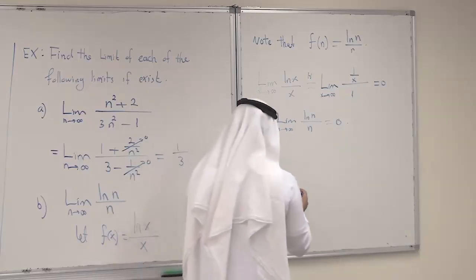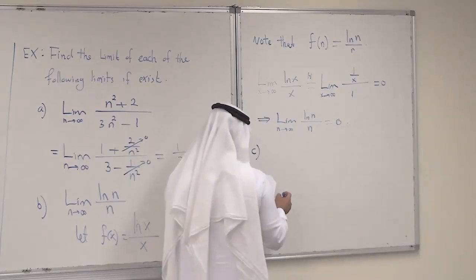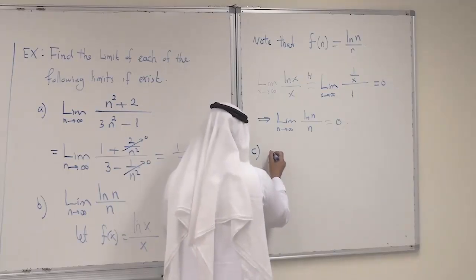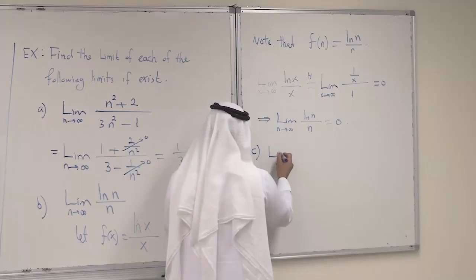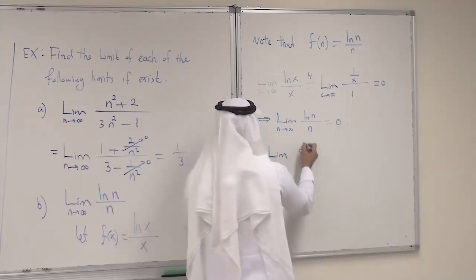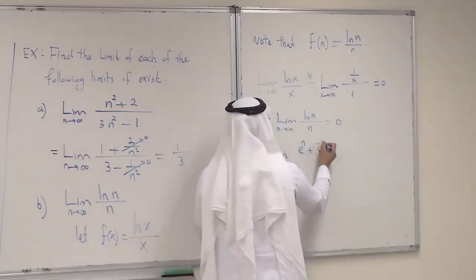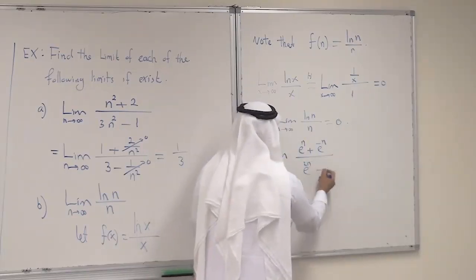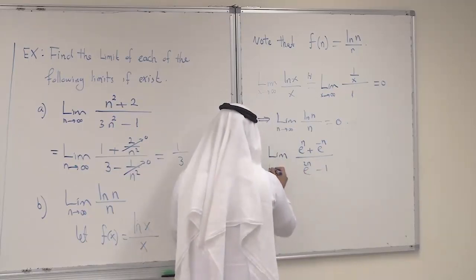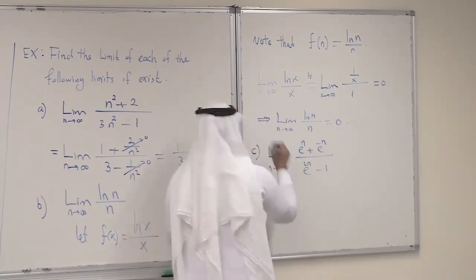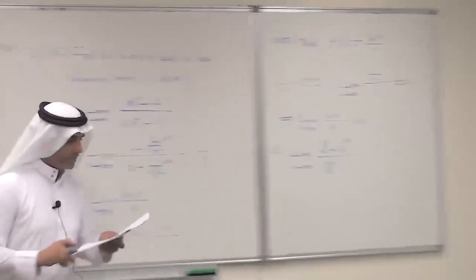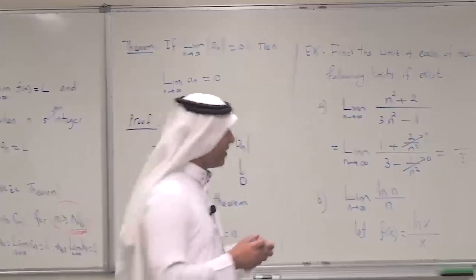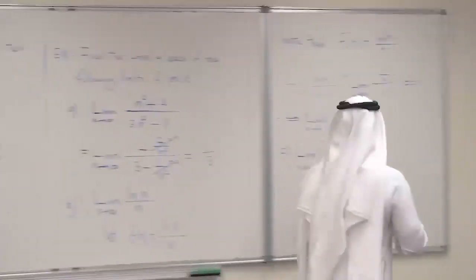I'm considering here a sequence of this form: find the limit of the sequence e to the n plus e to the power minus n divided by e to the power 2n minus 1, as n goes to infinity. This is what we have here. So what is the limit of this sequence as n goes to infinity?